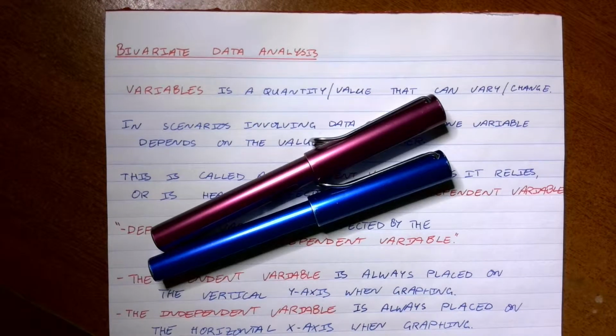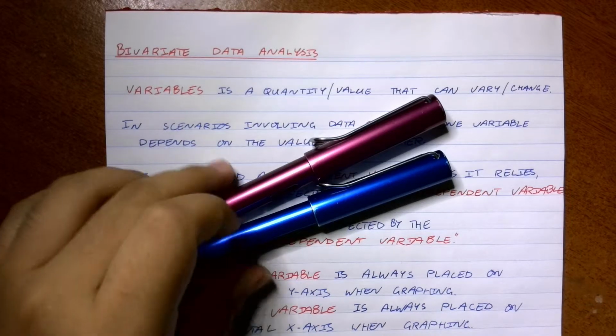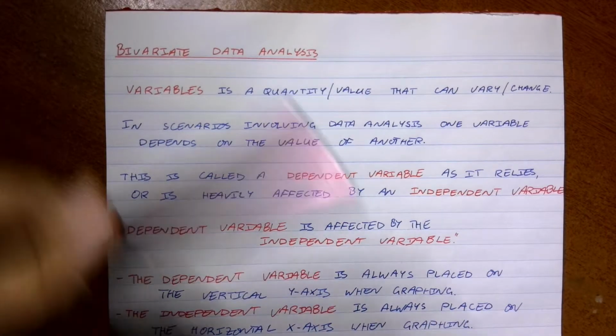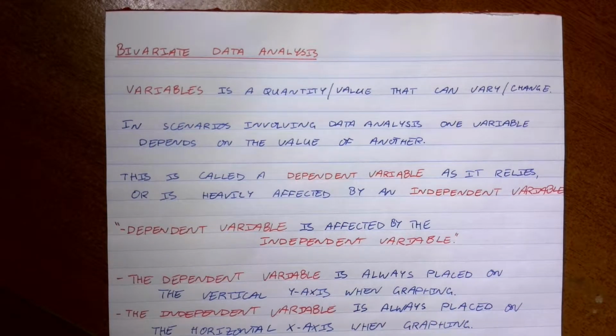Hello class, this is a video tutorial on bivariate data analysis. In this video we're going to be looking at the idea about variables. So let's get straight into it. A variable is a quantity or a value that can vary or change.